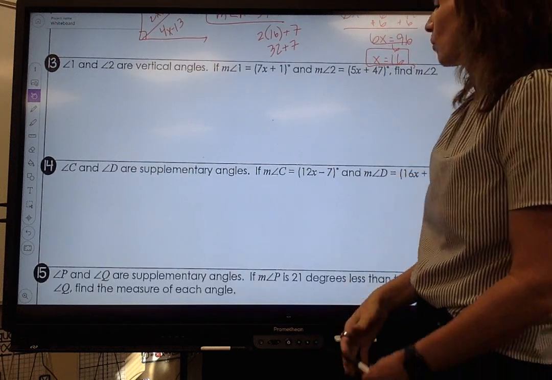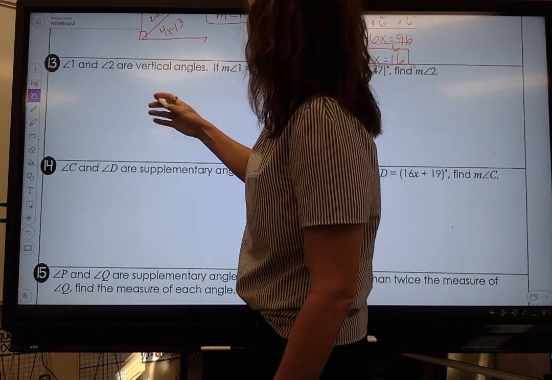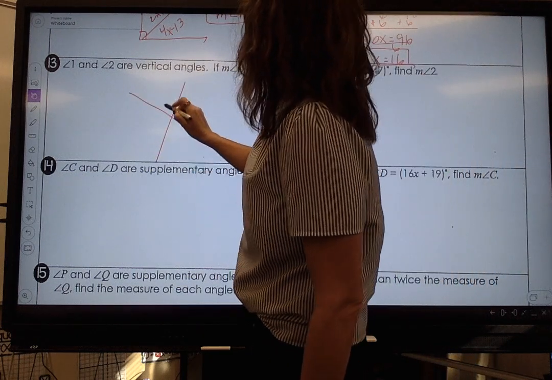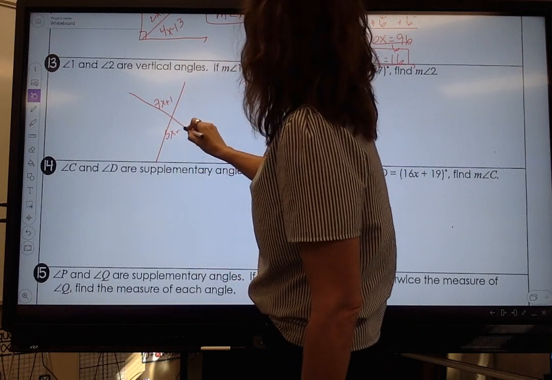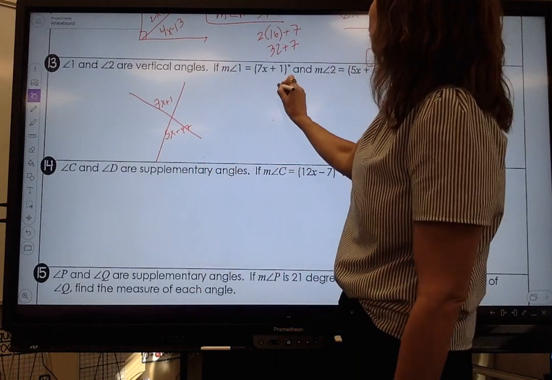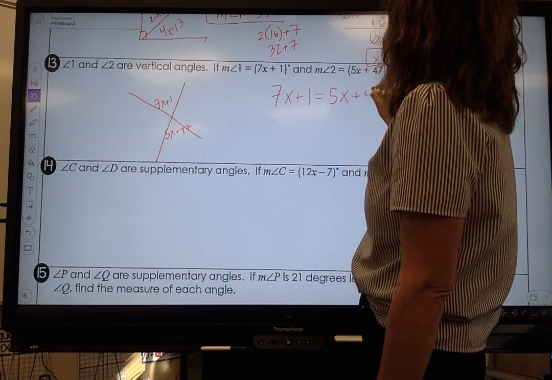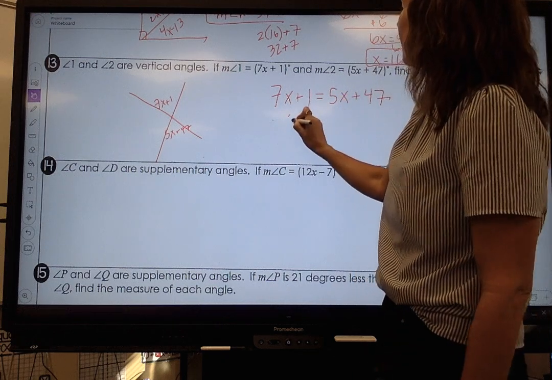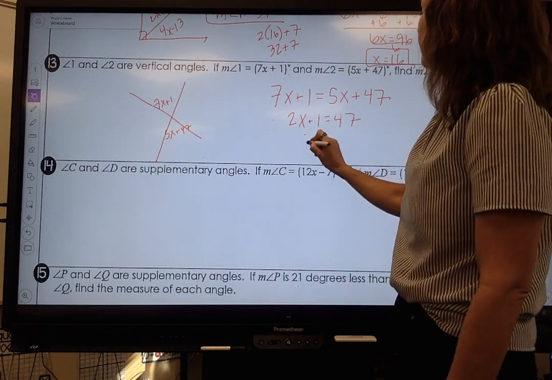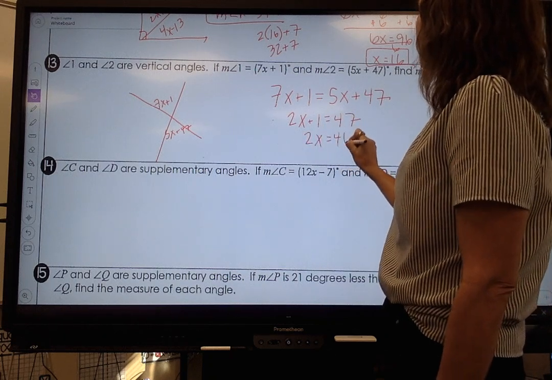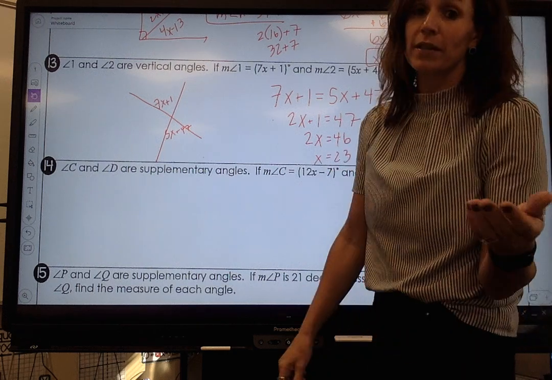So vertical angles, what do you know about vertical angles? You know that they're equal to each other. So if you wanted to draw them, you can. This is 7x plus 1, and this is 5x plus 47. You know that they're equal to each other, so that's how I'm going to set my equation up for equality. Subtract 5x on both sides. Subtract 1 on both sides. Divide by 2, and x equals 23, but that's not the question.